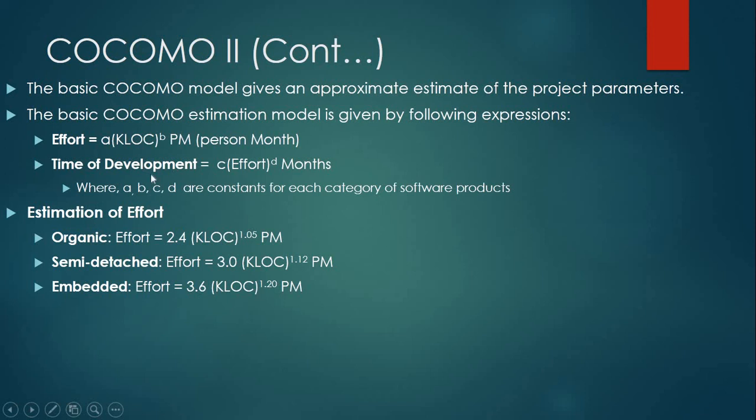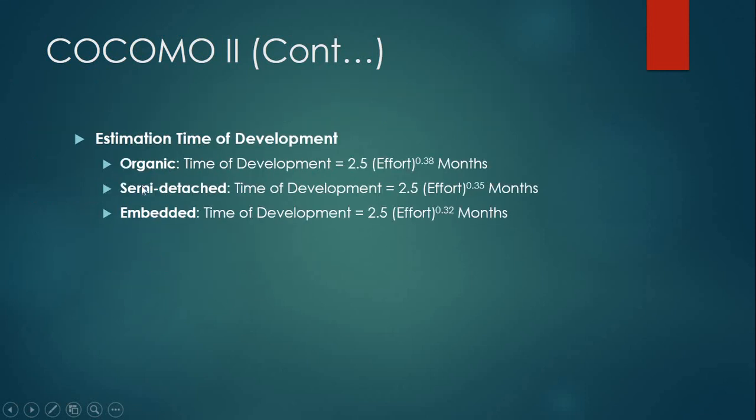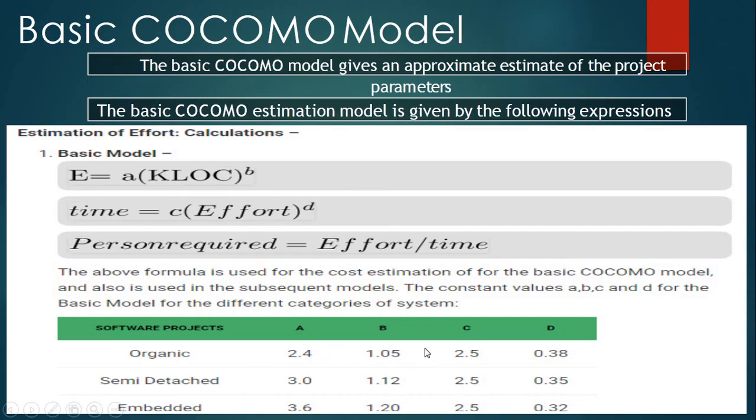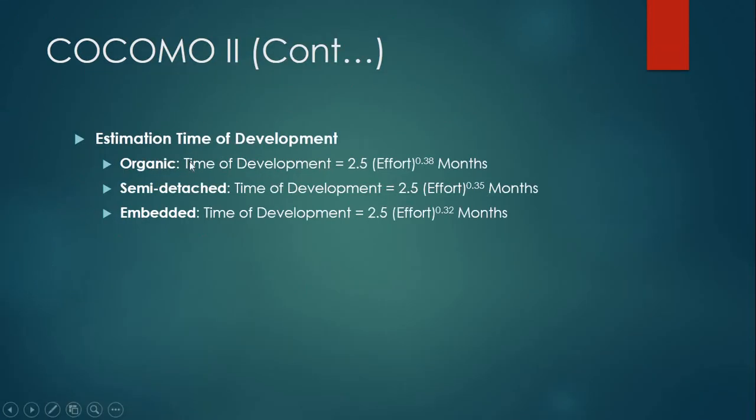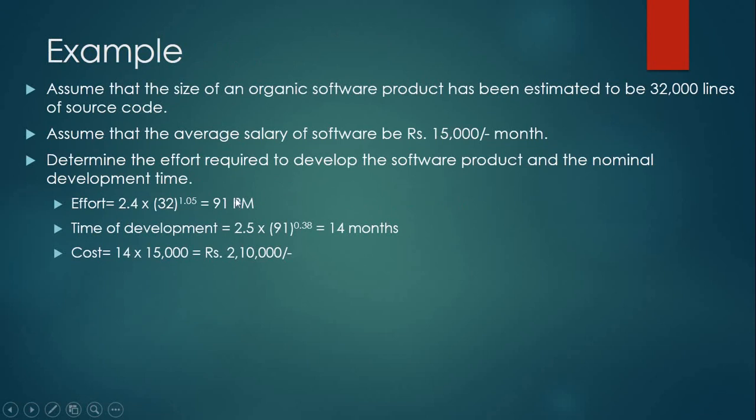After estimating your effort, you have to estimate your time. For organic, your time will be 2.5 into effort raised to 0.38. Where does this come from? It is from this table. For organic, the value 2.5 and the value 0.38 are the constants for time. This way we can calculate our time for organic, semi-detached and embedded software. After getting the time, we can calculate our cost.